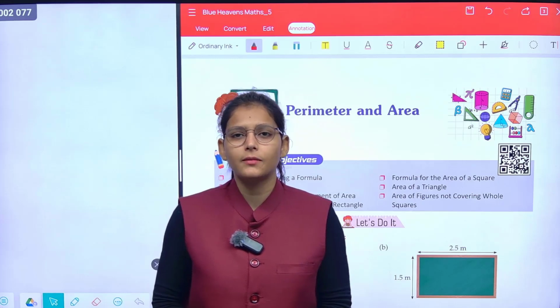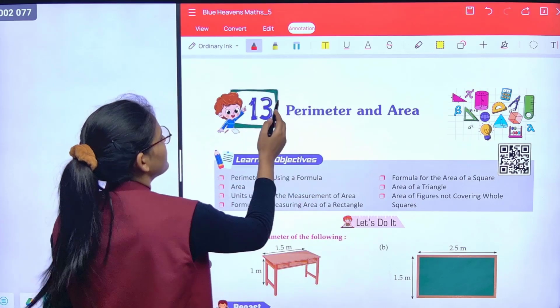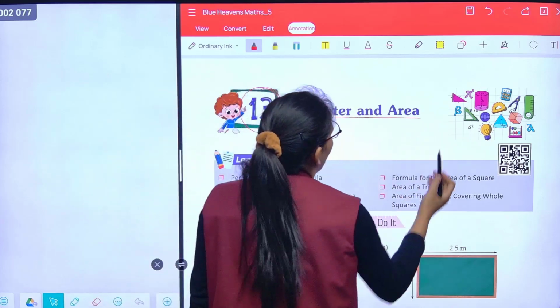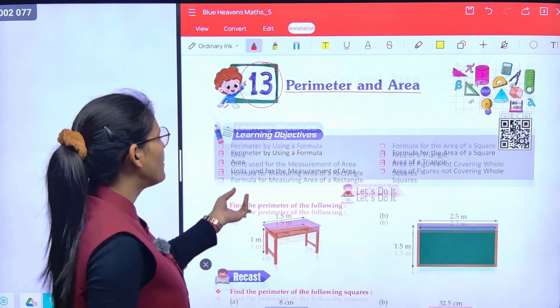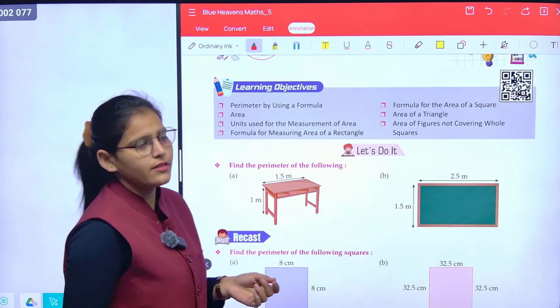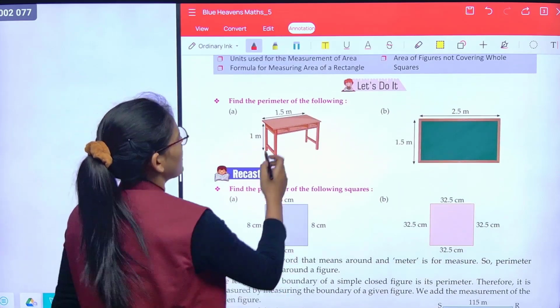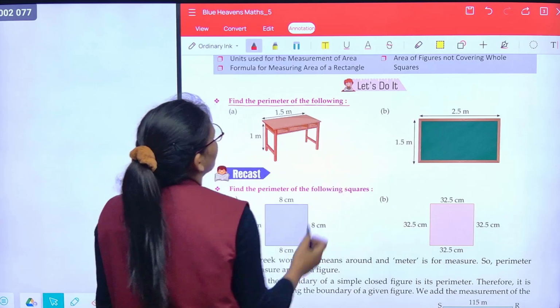Students, today we will learn chapter number 13, that is perimeter and area. Okay class, now these are our learning objectives. Let's start the chapter. Find the perimeter of the following.